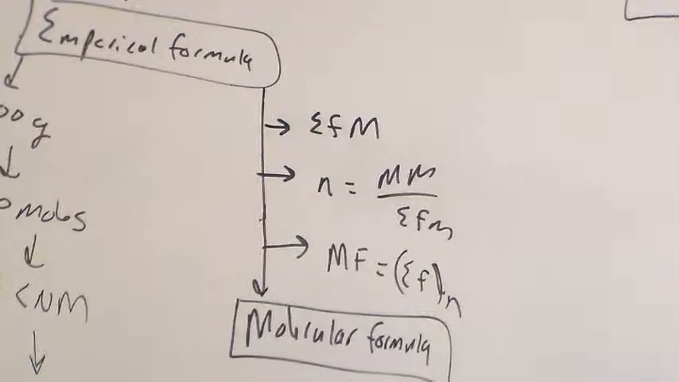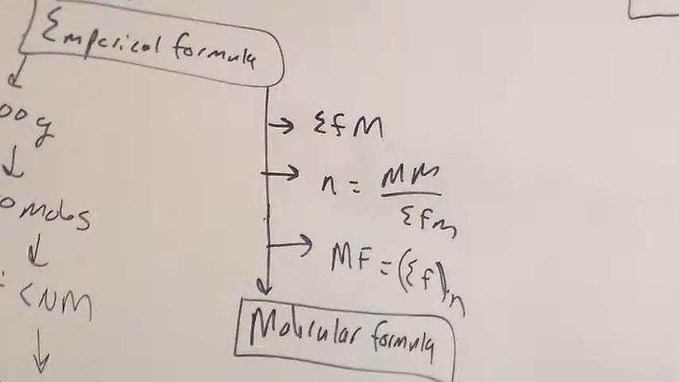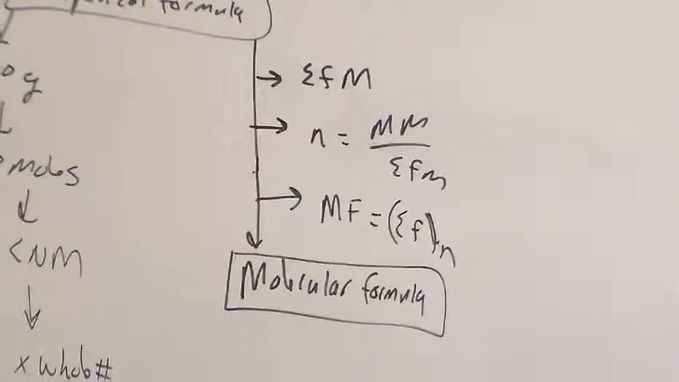You will divide the molar mass by the empirical formula mass to get the factor or ratio of the empirical formula to the molecular formula. You will then multiply that factor into the subscripts of the empirical formula.